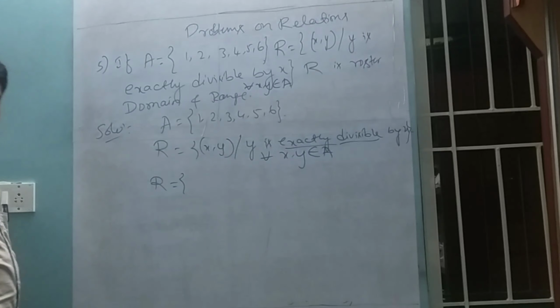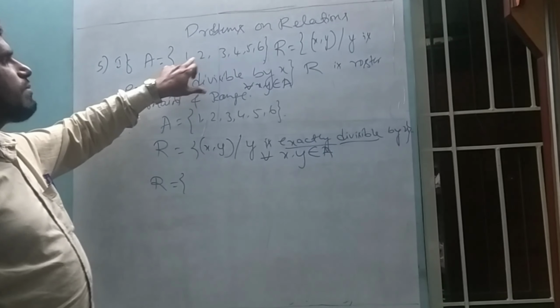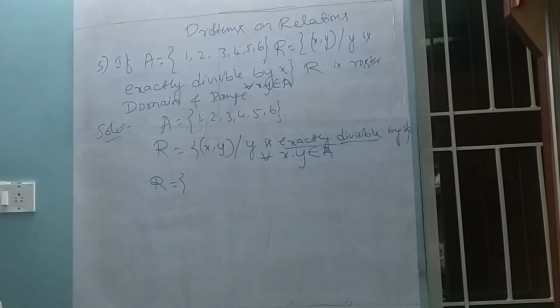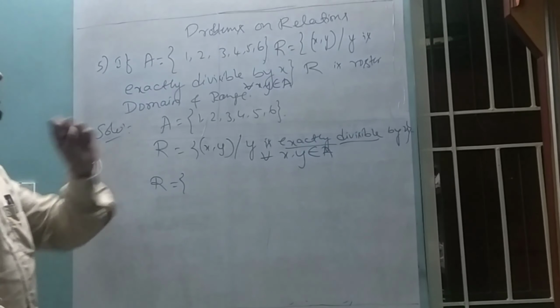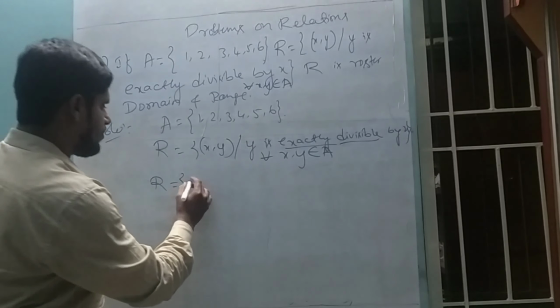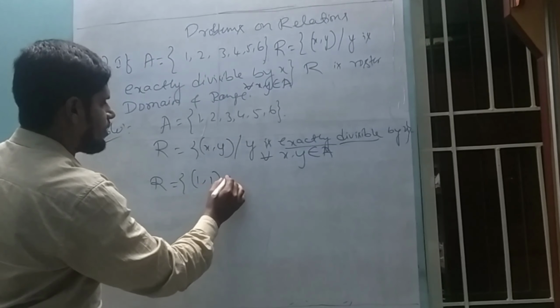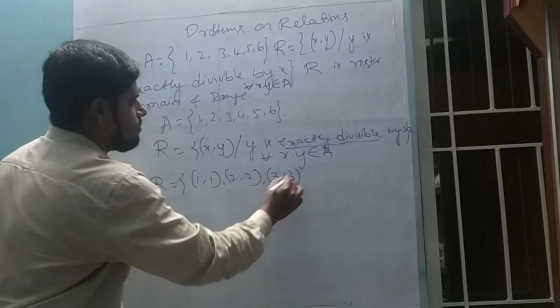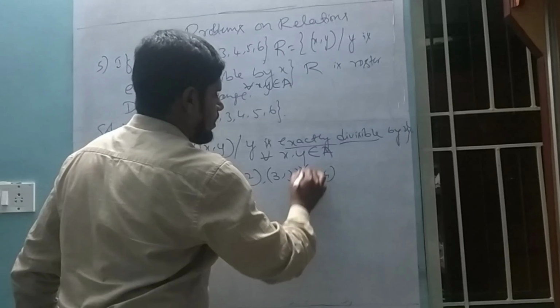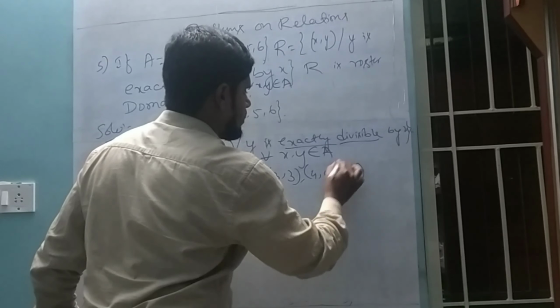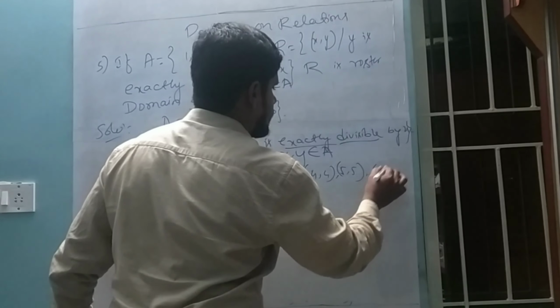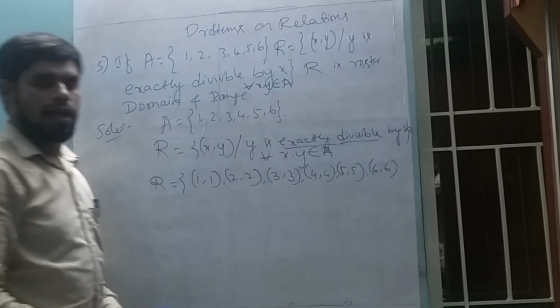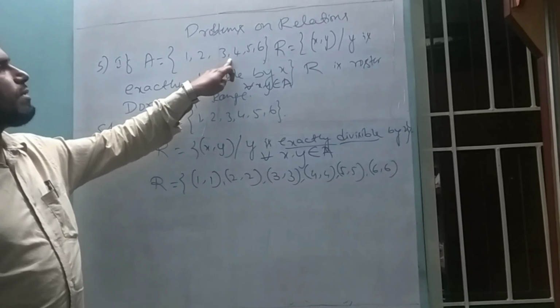I will directly write. Every number is divisible by itself. So I will write first 1 is divisible by 1, 2 divisible by 2, 3 divisible by 3, 4 divisible by 4, 5 is divisible by 5, and like that 6 is divisible by 6. As we know, every number is divisible by itself.